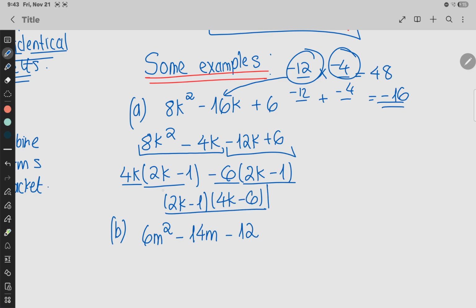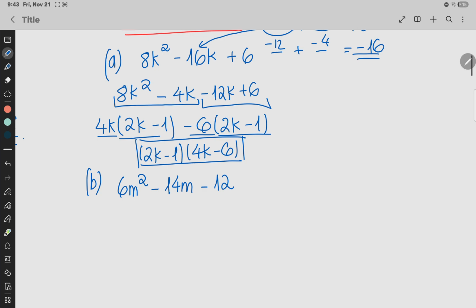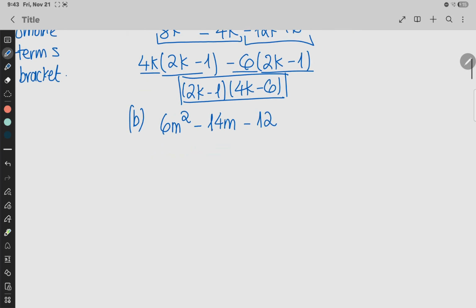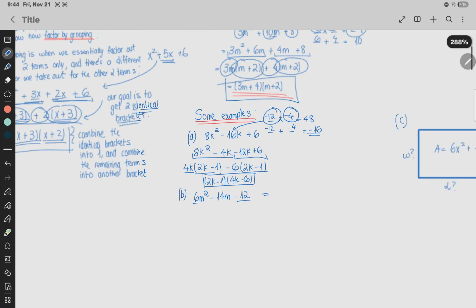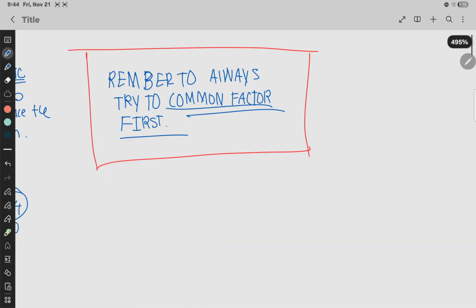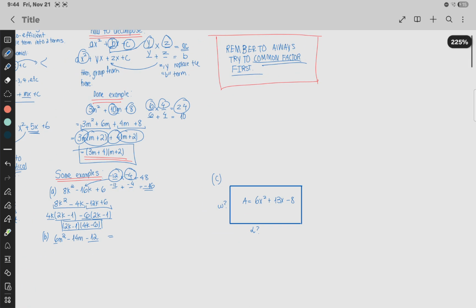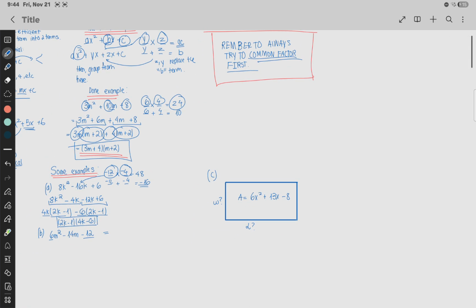Okay, that's your final answer. Okay, next question. So again, two terms that multiply to AC, which is 6. No, actually, for some bigger numbers like this, when we have a big product like 6 times 12, you would always try to common factor out first before you decompose. You don't have to, but it will give you the same answer.